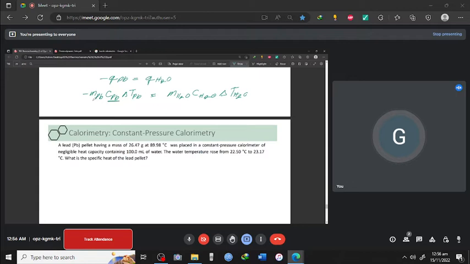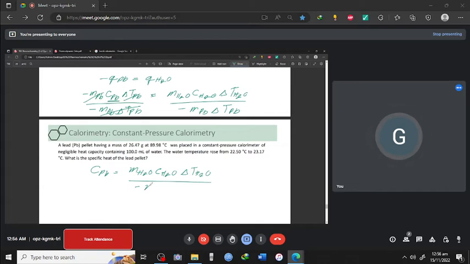So, divide both sides by negative m of lead and delta T of lead. So, cancel to, cancel to. And then yung formula natin is negative mass ni lead multiplied by the change in temperature ni lead. Okay? So, ito yung final formula natin to find the specific heat of lead. Ito yung formula natin na gagamitin.